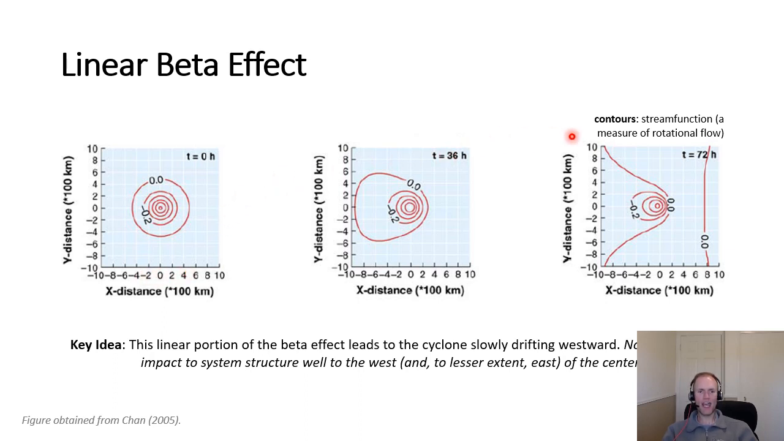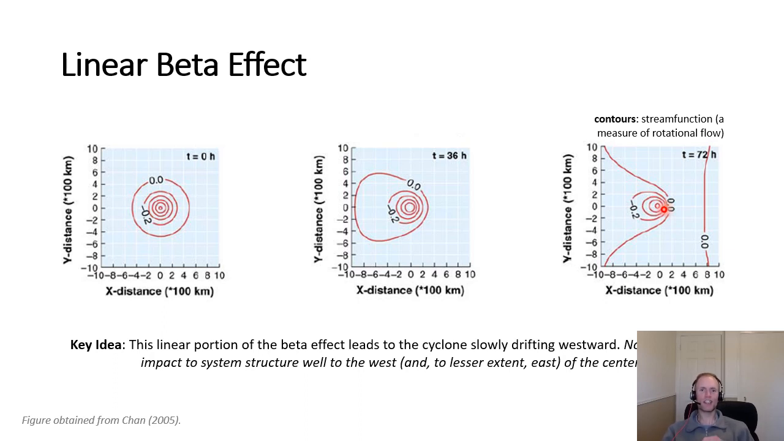If we go out a day and a half or 3 days, note that the center of that feature moves ever so slowly to the west. Here at 72 hours, it's still along the y equals 0 line, but it's just to the west of the x equals 0 line. So this is a very slow motion from this linear portion of the beta effect that we see here. The thing that really stands out more than that, however, is this transition away from a concentric circle structure for stream function to something that is biased toward the west and crunched up on the east side that you see especially here at 72 hours as a result of this beta effect.